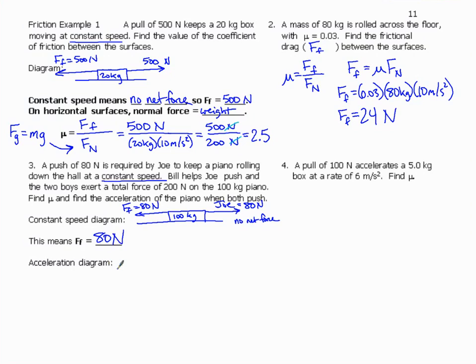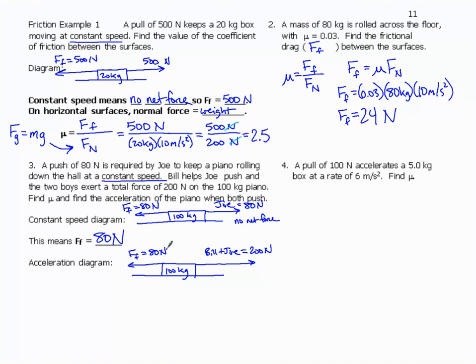Then the diagram for the situation where the piano is accelerating. Here's the surface. Here is the 100 kilogram piano. Joe and Bill together are providing a force of 200 newtons. And then the force of friction is still 80 newtons.